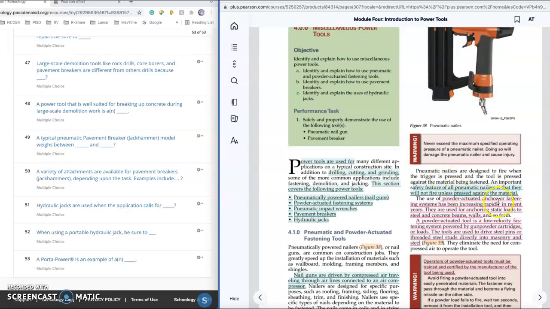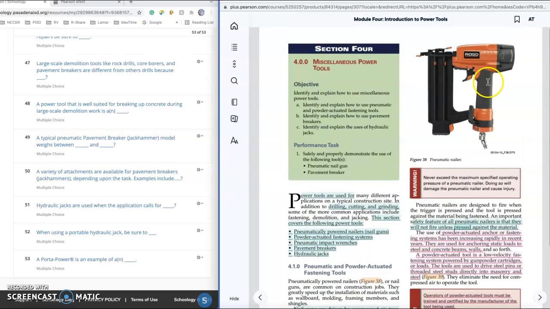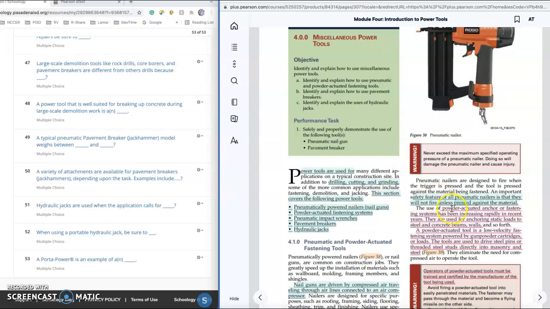The use of a powder actuated anchor or fastening system. This one is run by air. Now we're going to talk about a powder actuated, think gunpowder, system. Powder actuated anchor or fastening system use has been increasing rapidly in recent years. They are used for anchoring static loads to steel and concrete beams. A powder actuated tool is a low velocity fastening system powered by gunpowder cartridges. The tools are used, this is a test question right here, to drive steel pins or threaded steel studs directly into masonry and steel.